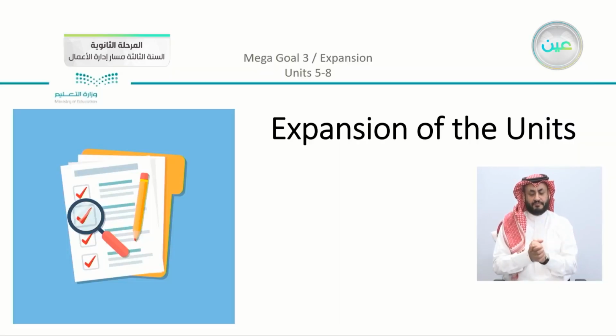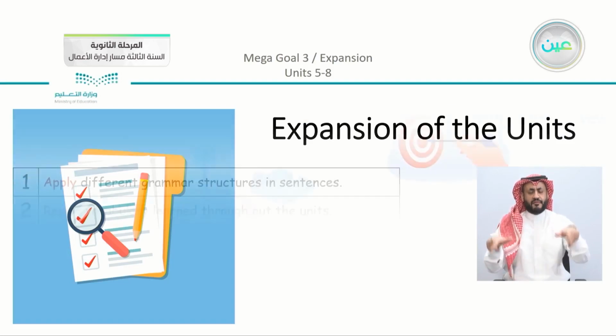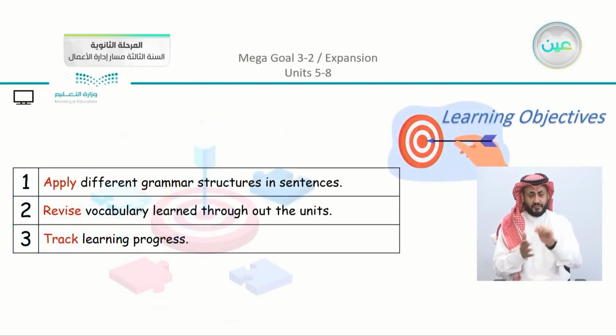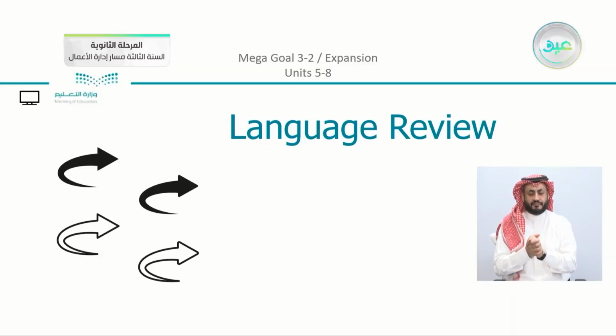Now, we are going to go through the expansion of the units, which is also in the book. Before we start, we have our learning objectives here. Number 1, to apply different grammar structures in sentences. Number 2, to revise vocabulary learned throughout the units. Number 3, to track learning progress. So we are going to start here with the language review.